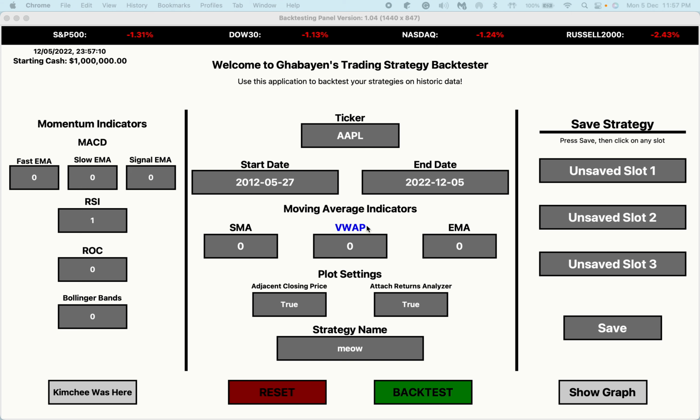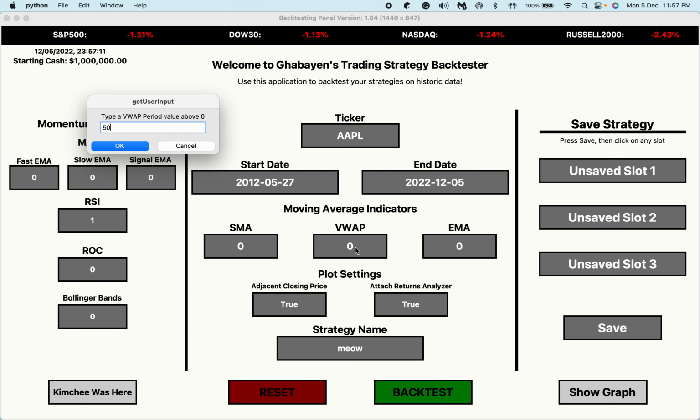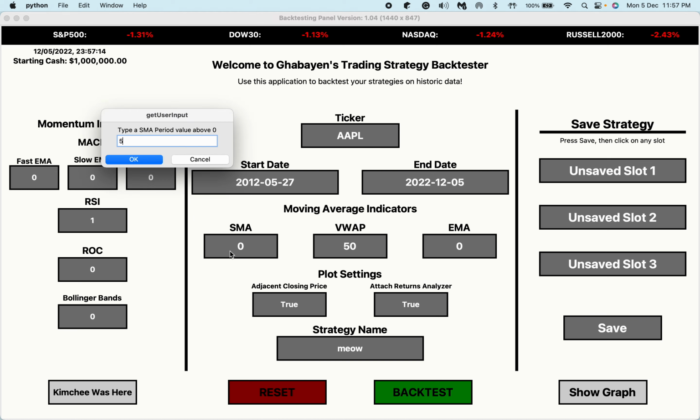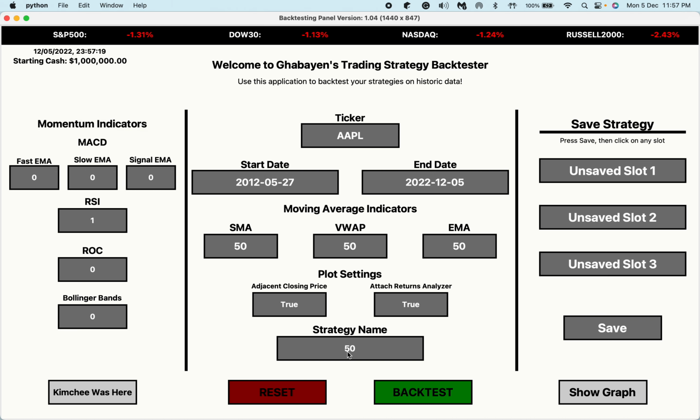So now that you're well informed as to what you're going to be typing into the prompt, you can just enter any number. Let's just go with 50. And instead of meow, I'm going to name this 50, right? So I'm going to press backtest.